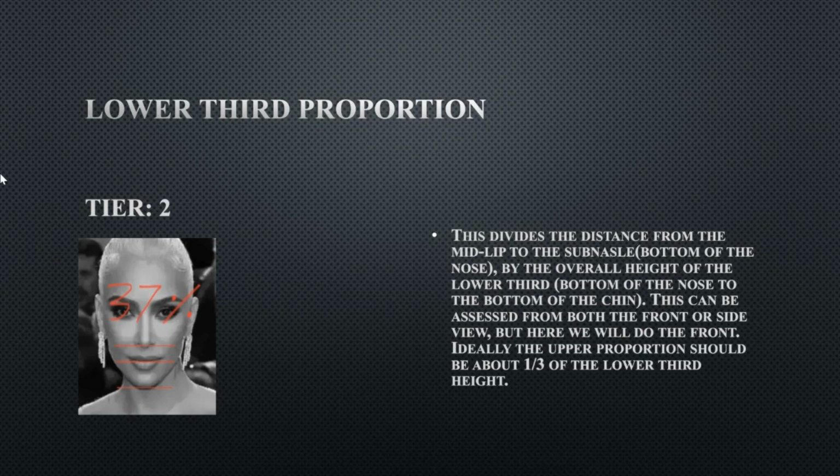So lower third proportion, you want your lower third to be balanced, so it measures the upper portion of your lower third divided by the bottom portion, and hers is at 37%, so you don't want to deviate more than 3% away from 33, which hers deviates 4%, so that is going to be a slight, well, it's not going to be a flaw by any means, but that's going to be close to the ideal.